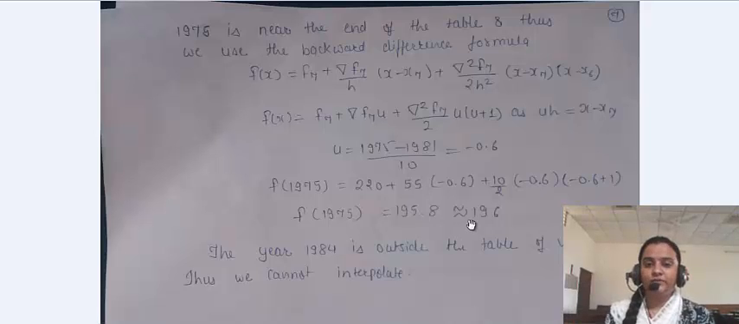So finally the population of the city in the year 1975 comes to be 1,96,000. The year 1984 is outside the table of values, thus we cannot interpolate. So the population of the city in the year 1984 cannot be calculated from the given table.